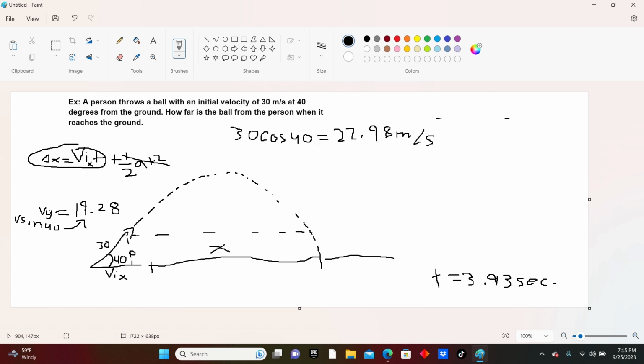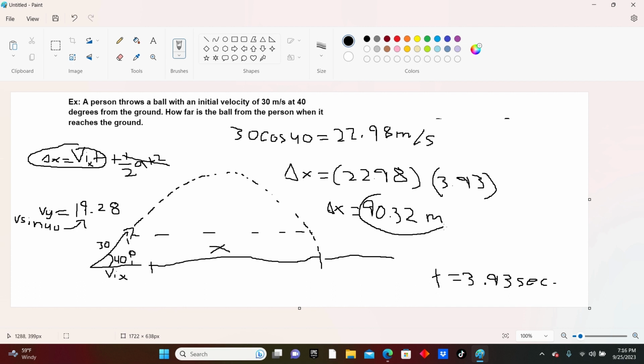And now, since we have our horizontal velocity and our time, we can find our horizontal distance. So delta x equals 22.98 times 3.93, and we should get delta x equals 90.31, or 90 rounded, meters. So that's our horizontal distance.